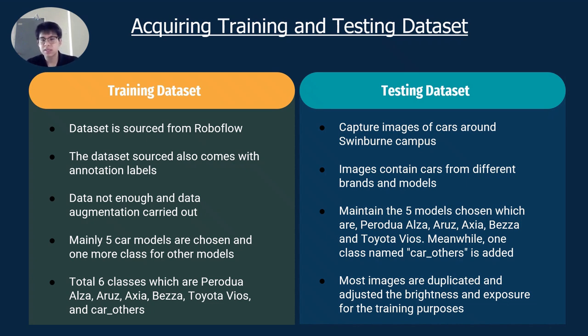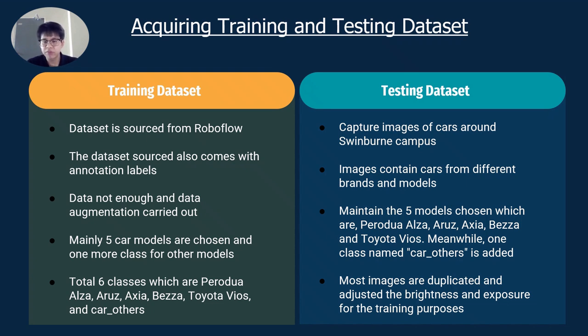So let's move on to the testing data set. For the testing data set, we captured images of cars around the Swinburne campus, and each image contains cars from different brands and models, for example Nissan, BMW, and others. This is to make sure that the testing is good enough and to create a real life environment for the testing.